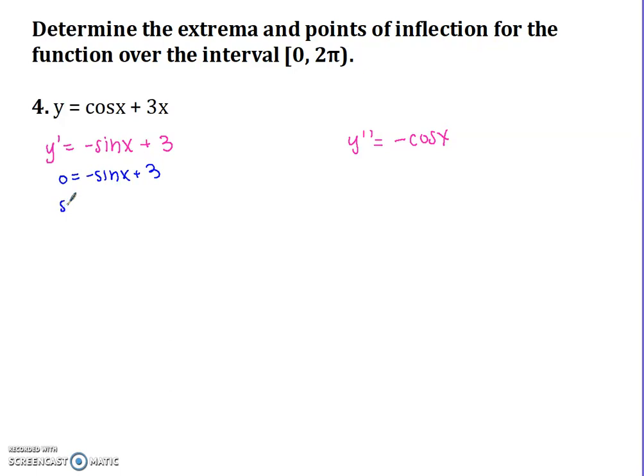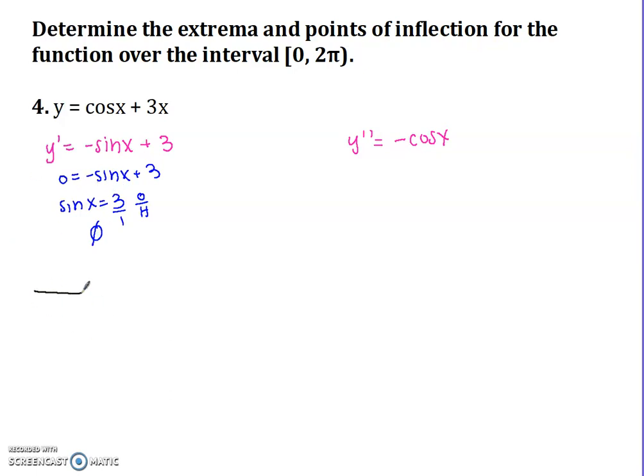So I'm going to move the sine of x over, and I'll get sine equals 3. Well, this number is too big for a sine value. Remember, sine is opposite over hypotenuse. So this is 3 over 1. So the hypotenuse is smaller than the opposite side. Well, that's not possible. So we're not going to get any answers from this one.